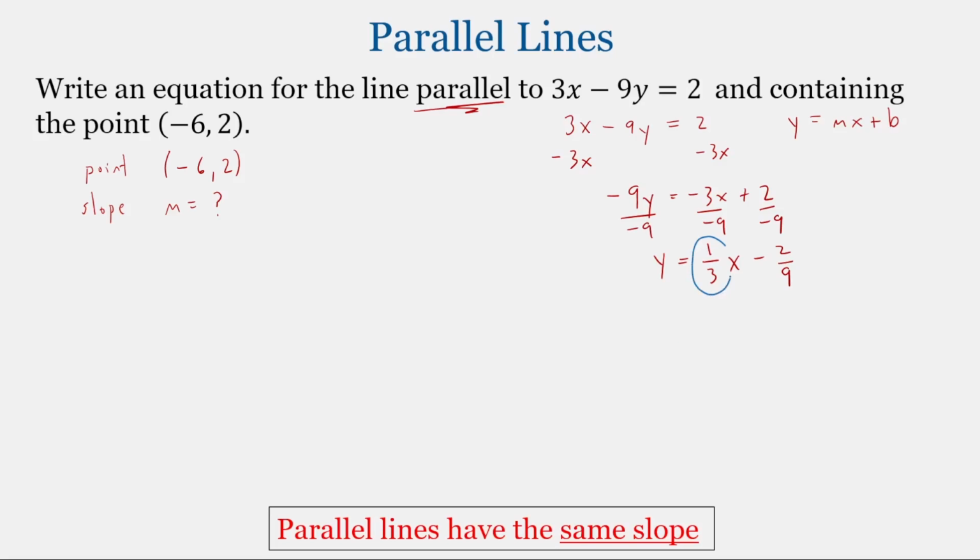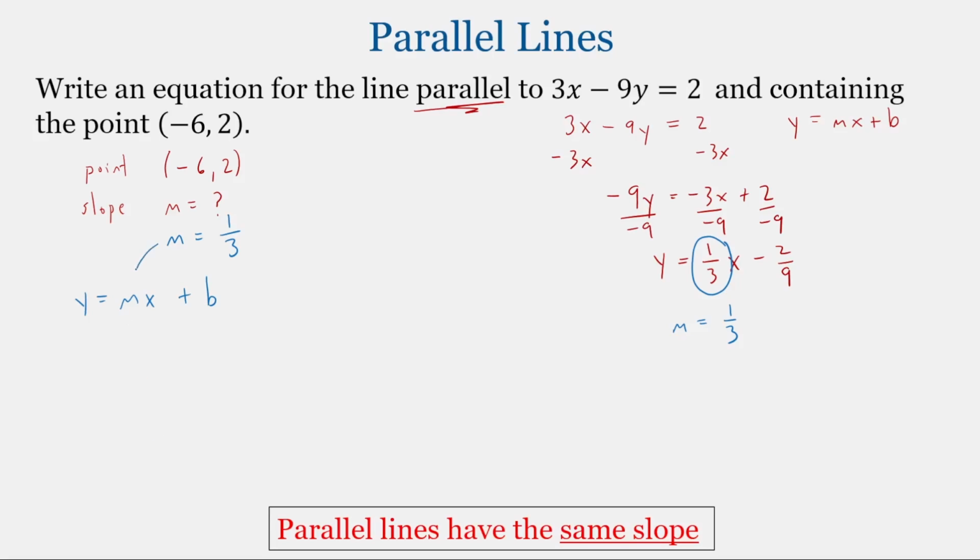So with this equation, we now know the slope of this line is 1/3. And since the line we want to write is parallel to it, we also know that it has a slope of 1/3. So now we have the information we need to write our line. We have a point and a slope. And for this example, let's use the slope-intercept form to write this equation.